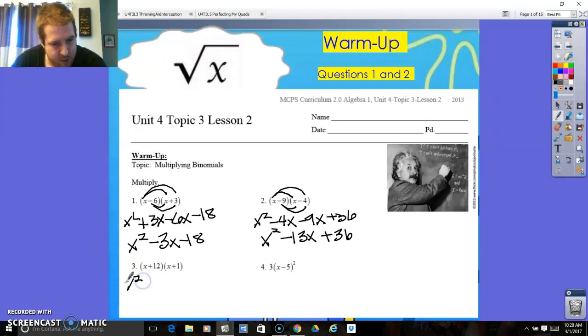Another FOIL question. So x squared plus x plus 12x plus 12. So that's going to leave us with the answer: combine the two like terms, x squared plus 13x plus 12.